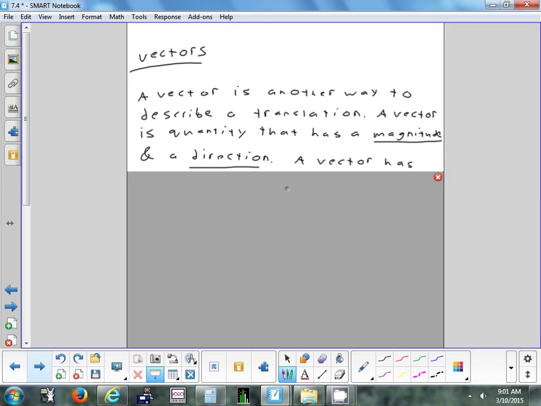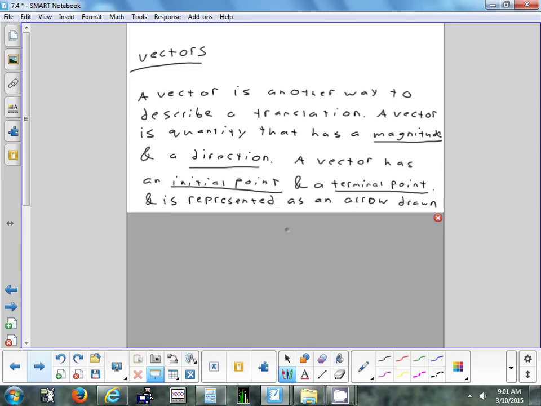Okay, vectors are also used in physics. Like if you want to describe the velocity of an object. So like let's say you throw a baseball. Okay, when you throw it, there's 2 things that you need to describe. How fast you threw it and which direction you threw it. And we can use a vector to do that.